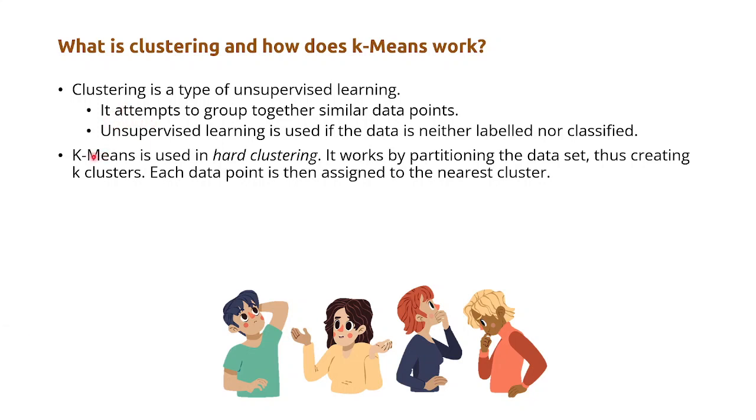So the k-means algorithm is used for hard clustering. So take note, hard clustering. There is also what we call soft clustering, but I will not discuss that. However, an example of soft clustering is Gaussian clustering. Anyway, k-means clustering works by partitioning the dataset, thus creating k clusters. Then each data point is assigned to the nearest cluster. As for the k, you decide how many k clusters you want extracted from your dataset.